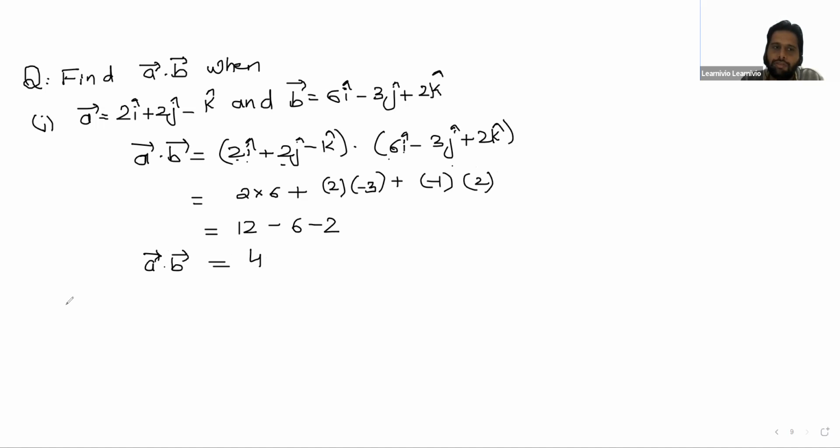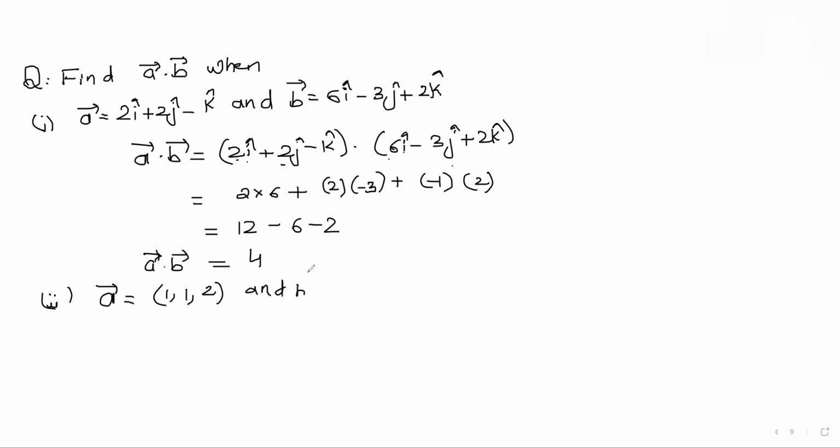Okay, so I hope this is clear to all of you. Now please try the second question. If you wish, you can write down the first. Otherwise, you can directly start the second one. Vector A is given in this form: 1 comma 1 comma 2, and B is 3 comma 2 comma minus 1. Now please try this. Find A dot B in the second one. So first you need to write the vector. Write like this: A is equal to I cap plus J cap plus 2K cap. Similarly, find B, then find the dot product.